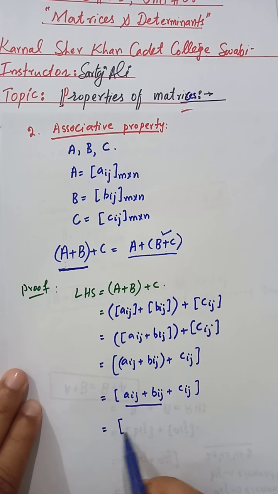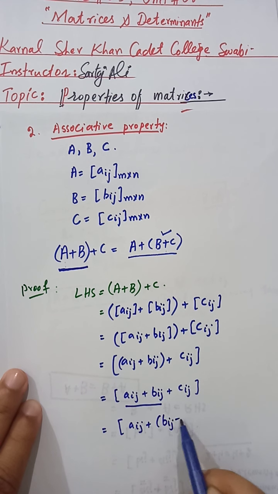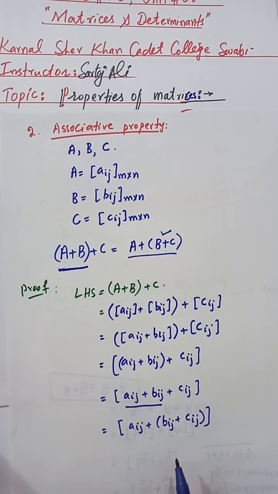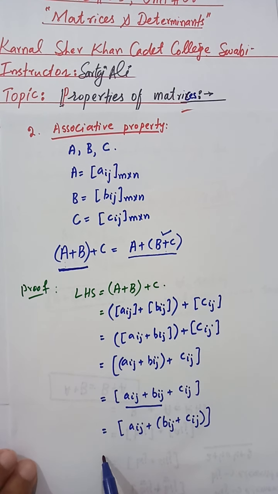Now this can be written in the form of aij + bij + cij. This can be written because, in the split form, these are numbers, I already explained these are numbers. So if these are numbers, meaning real numbers, the associative property holds. That's why I can write this in this fashion.